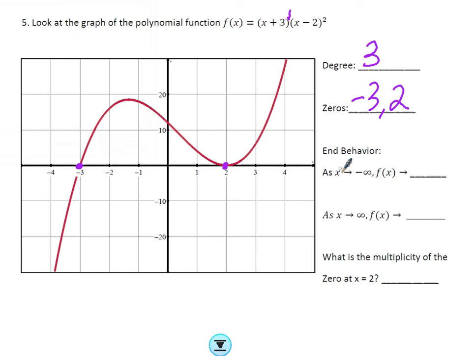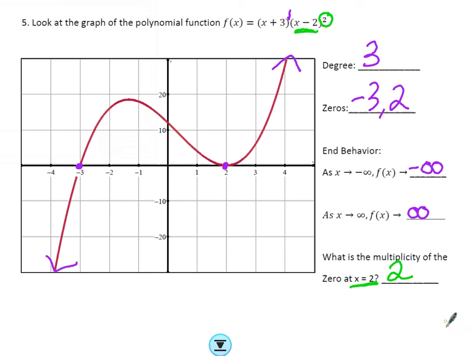For the end behavior, we have an odd degree polynomial with a positive leading coefficient, but we also have the graph where we can see this. So as x approaches -infinity, as we go left, we're going down. So f of x approaches -infinity. And then as x approaches positive infinity, as we go to the right, we're going up. So f of x approaches positive infinity. And then the question is, what is the multiplicity of the 0 at x equals 2? And we talked about this in the last video. The 2 associates with this factor. The exponent is a 2, so the multiplicity is 2.